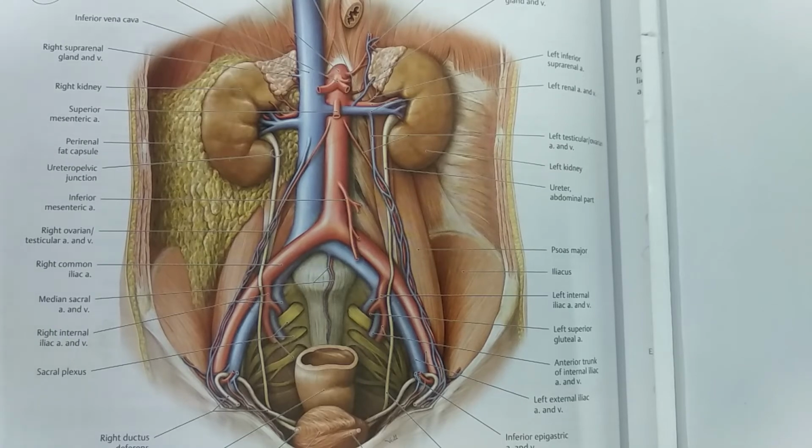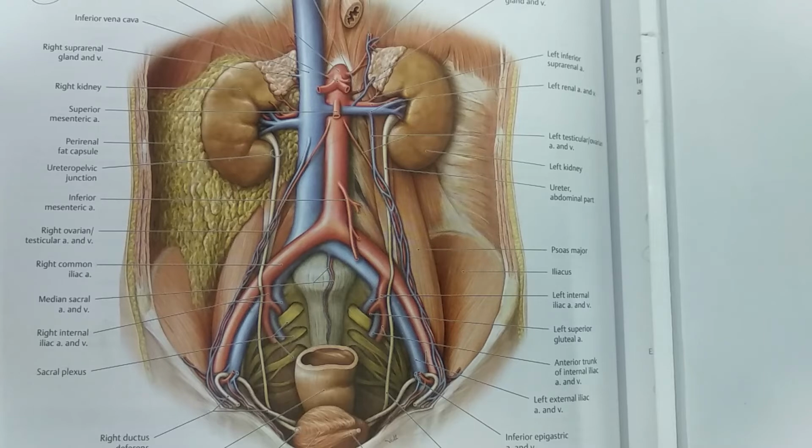Regarding lymphatic drainage, from the upper part of the ureter it finally drains into the para-aortic lymph nodes. From the intermediate part it drains into the common iliac lymph nodes, and from the lower part it drains into the internal and external iliac lymph nodes.